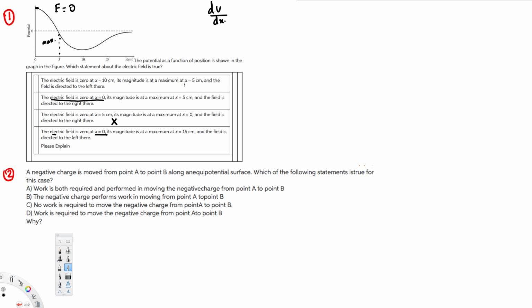Yeah, this, and directed to this. Okay, this part is true. Here also this part is true, and this one we don't have to look at. And the magnitude is maximum at x is equal to 15. At 15 also there's a steep line right there. So at this point the slope seems maximum here as well. Let's see the other part. This one also seems kind of true, and the field is directed to the left there.